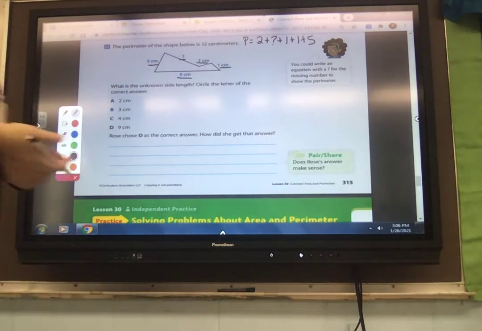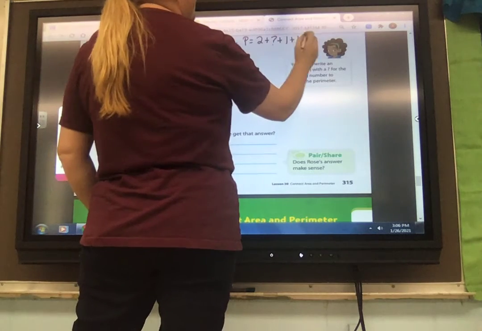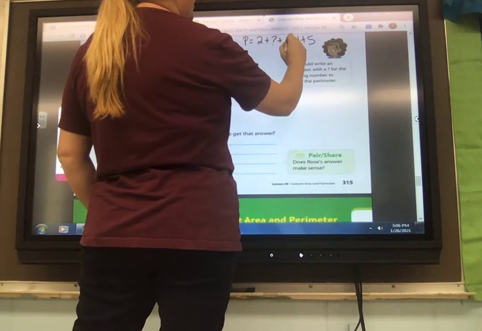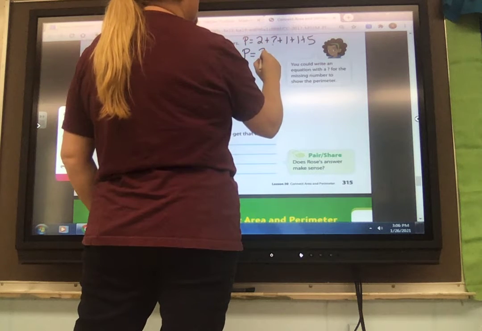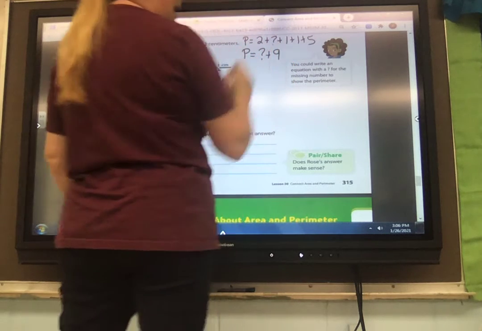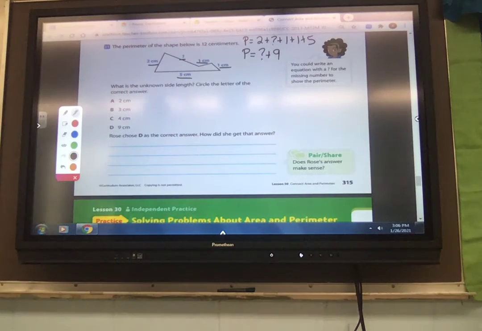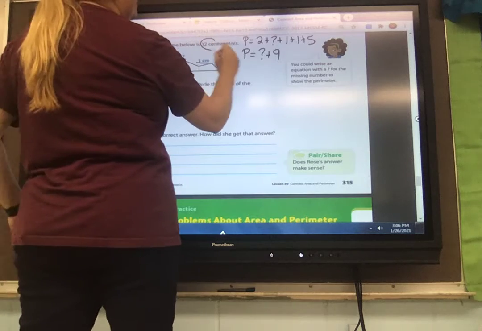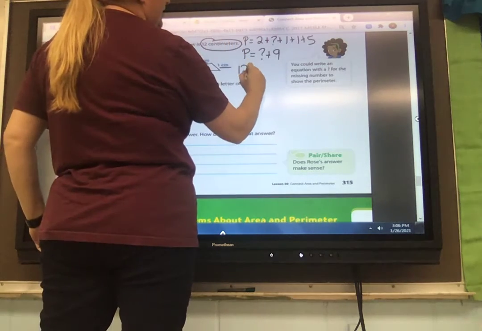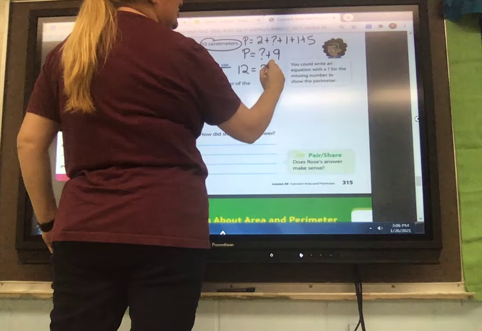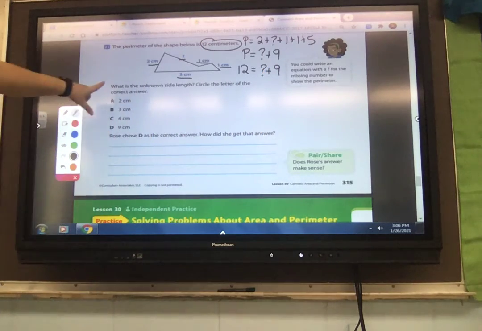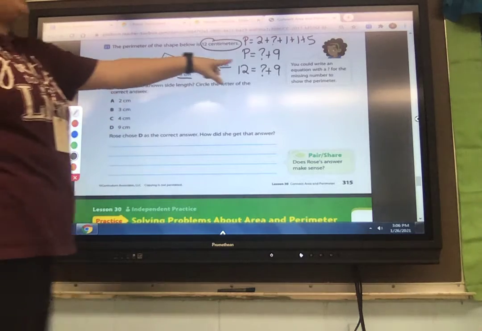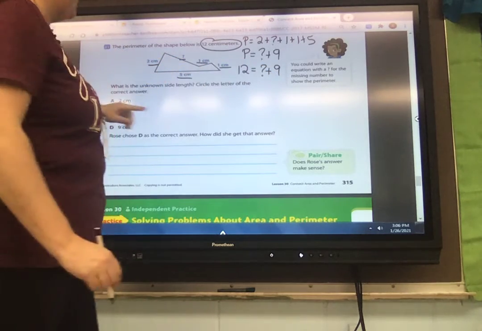Now let's put them together. Okay? So I see 2, 3, 4 and 5 make 9. So I have perimeter equals question mark plus 9. That's how much I know. It has to equal what? 12. So these two numbers, my question mark and my 9, have to equal 12. Which choice can I add to 9 and get 12?